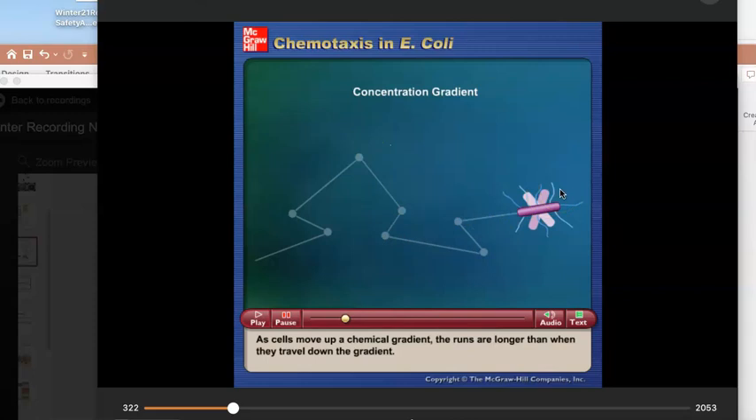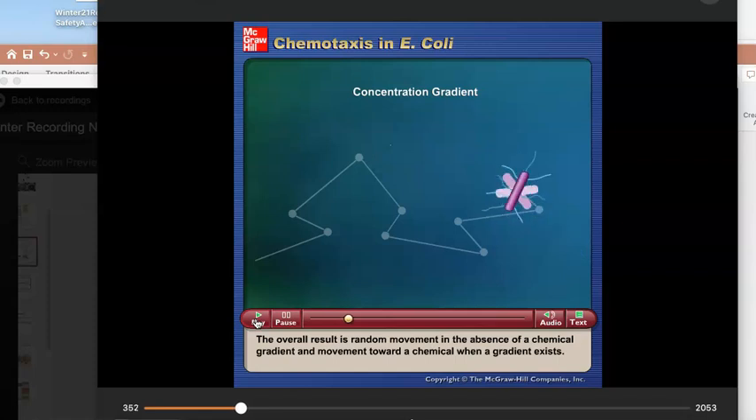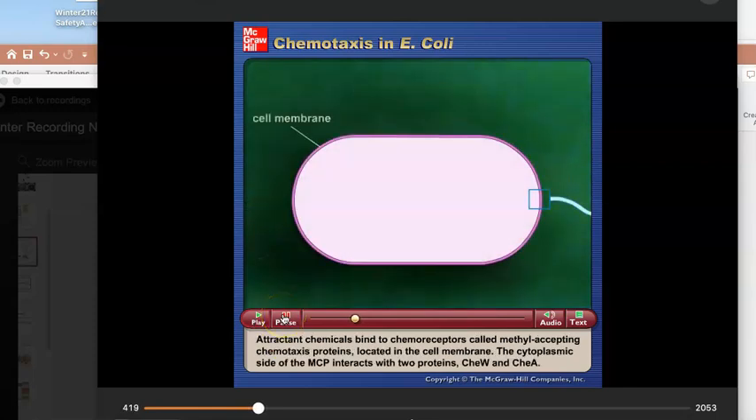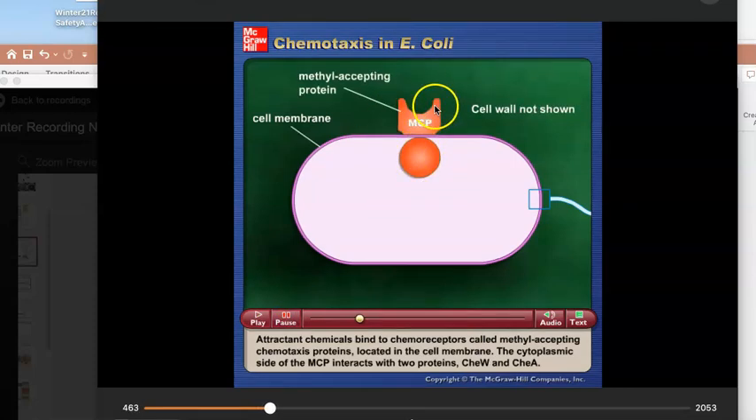So hopefully you can see that this is basically a form of memory, and this is sort of a primitive brain, if you will. So this next sequence is illustrating the MCP, methyl accepting chemotaxis protein complex, as well as the sensor kinase complex that they'll show you in a minute here. There's CheW and CheA. So there's the sensor kinase complex interacting with the cytoplasmic side of the MCP.